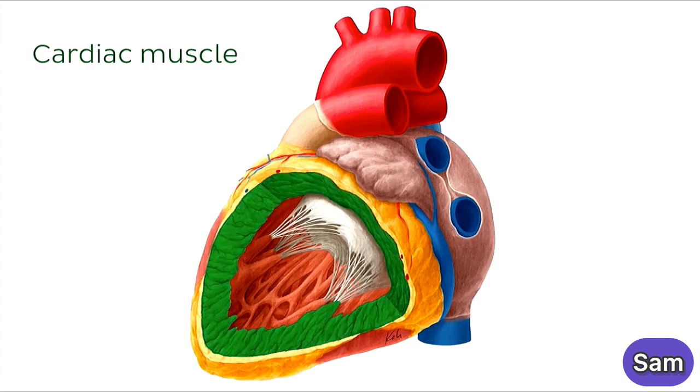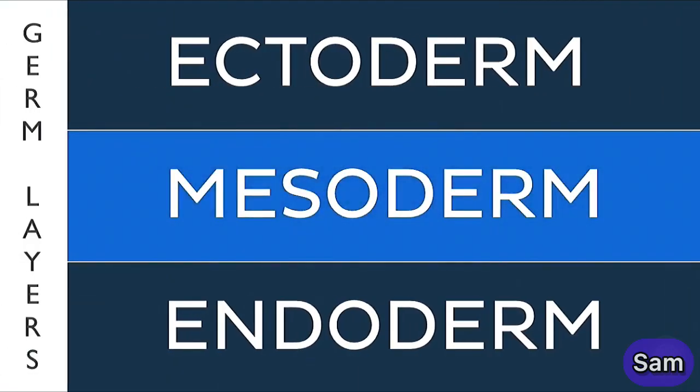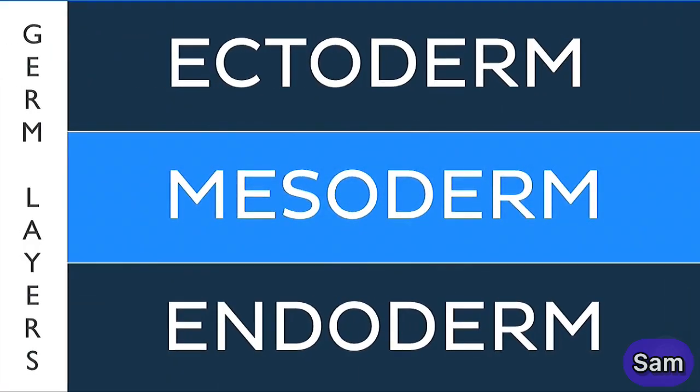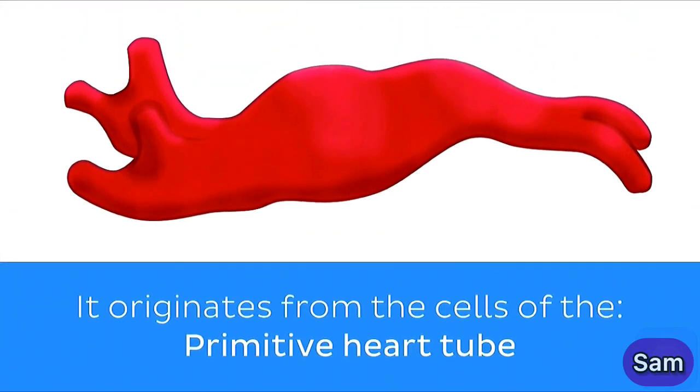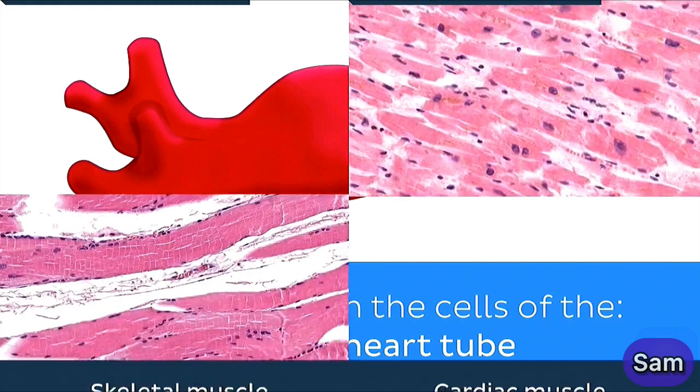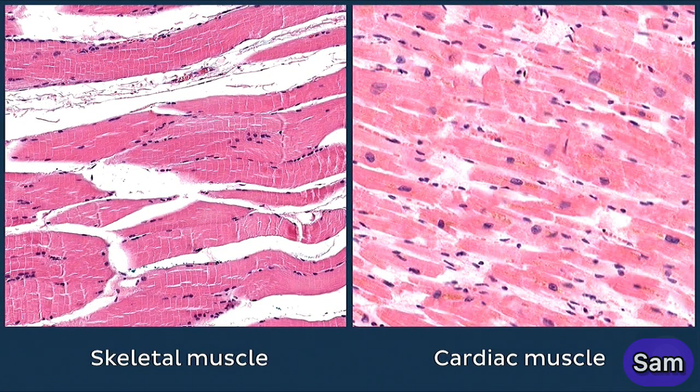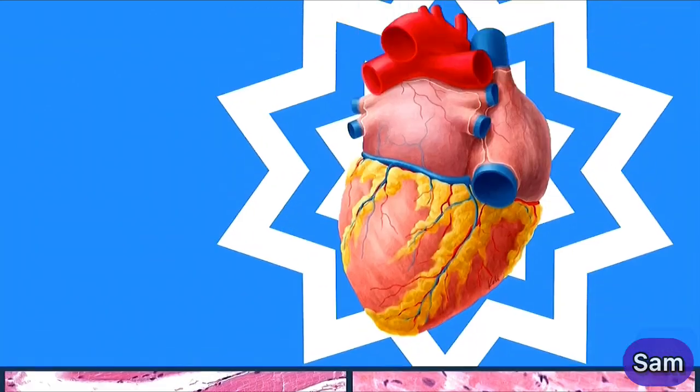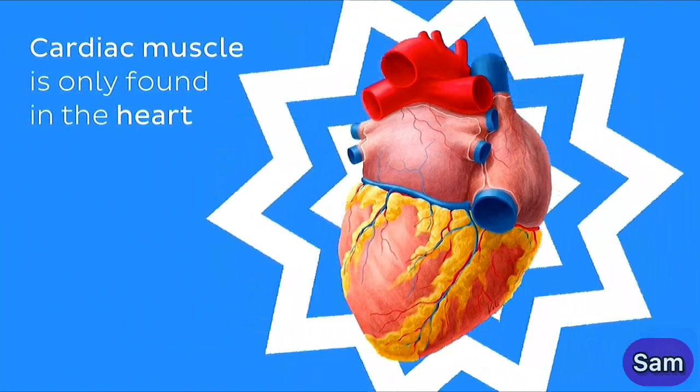And in today's tutorial we'll be discussing cardiac muscle. Cardiac muscle is a type of tissue that develops from the mesoderm during embryonic development. It develops from the cells of the primitive heart tube, aligns into chain-like arrays, and has the same arrangement of its contractile filaments as seen in skeletal muscle. As the name suggests, cardiac muscle is only found in the heart.